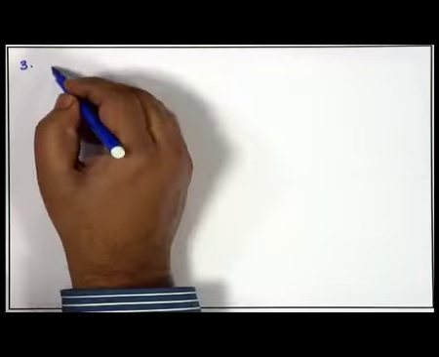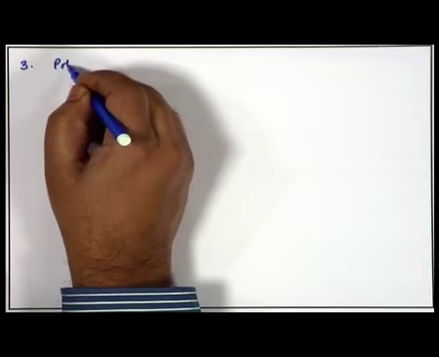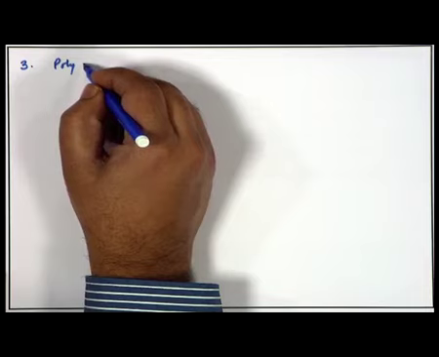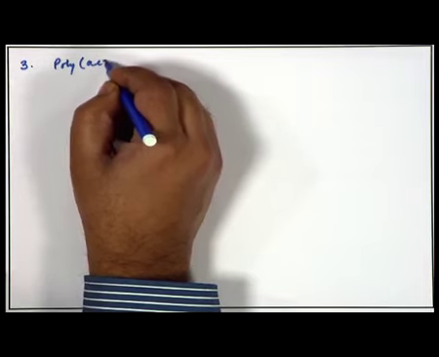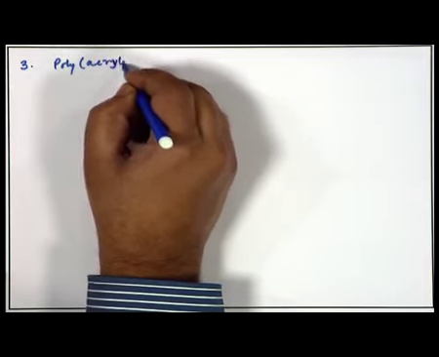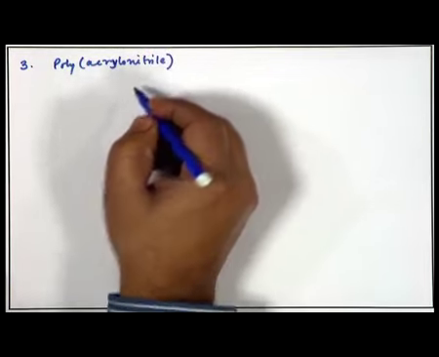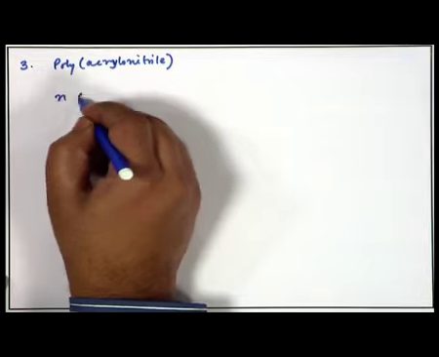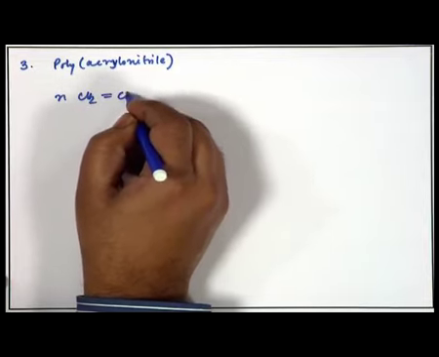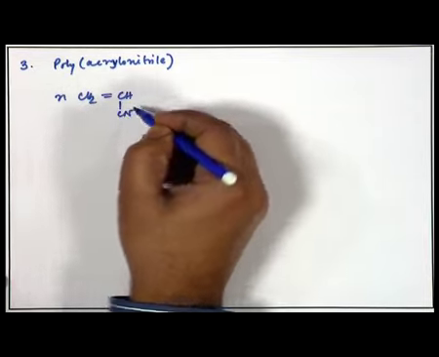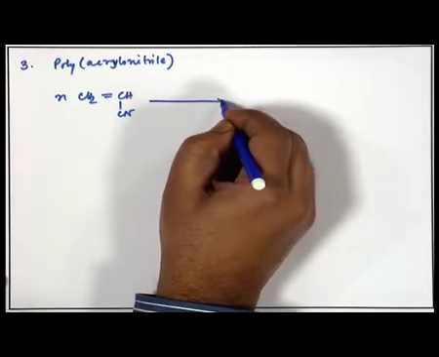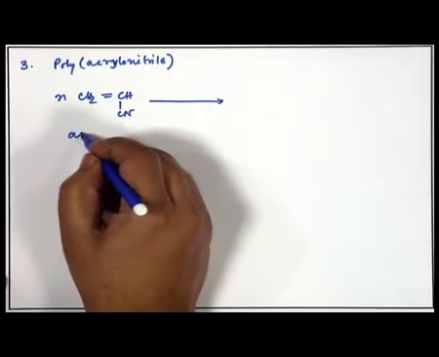Now, the third example we will give is acrylonitrile. So, the monomer in this case is acrylonitrile.